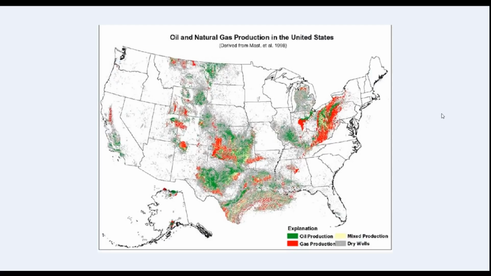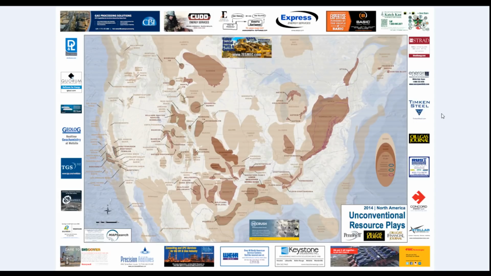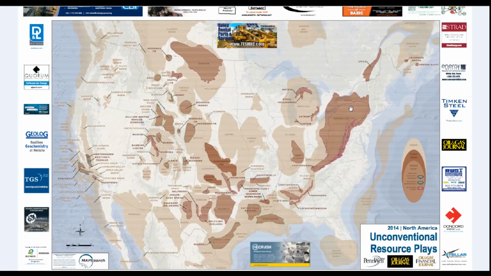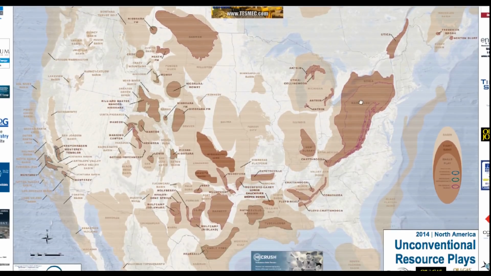And here's an oil and natural gas production map. You can kind of see the breakdown of oil production, gas production, mixed productions, and dry wells. Now here's a shale map. Kind of zoom in here, it's like a big advertisement. Basin, tight sand, and shale play. You can kind of see where all of these energy markers are here.